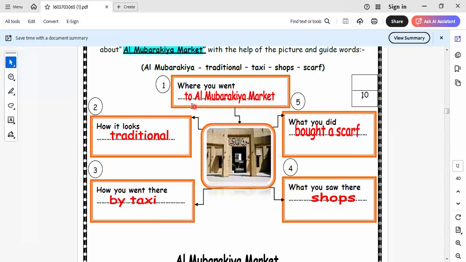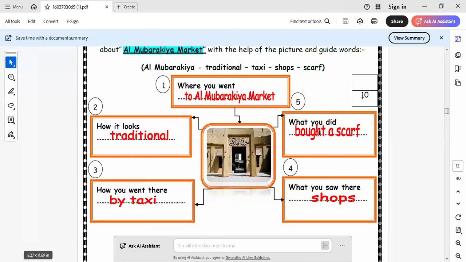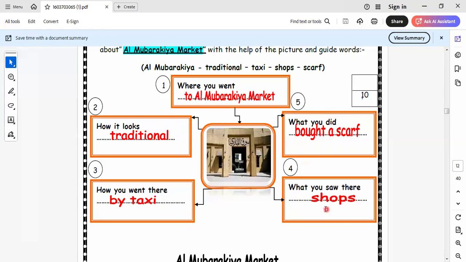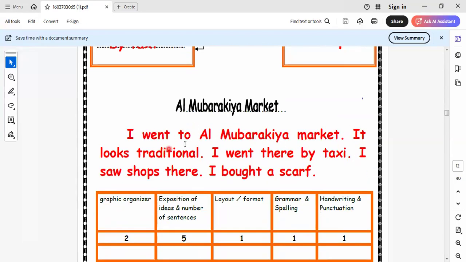Okay, where you went? To El Marikia Market. Here is the place. How it looks? Traditional. How you went there? By taxi. What you saw there? Shops. What you did? Bought a scarf. I went to El Marikia Market. It looks traditional. I went there by taxi. I saw shops there. I bought a scarf.